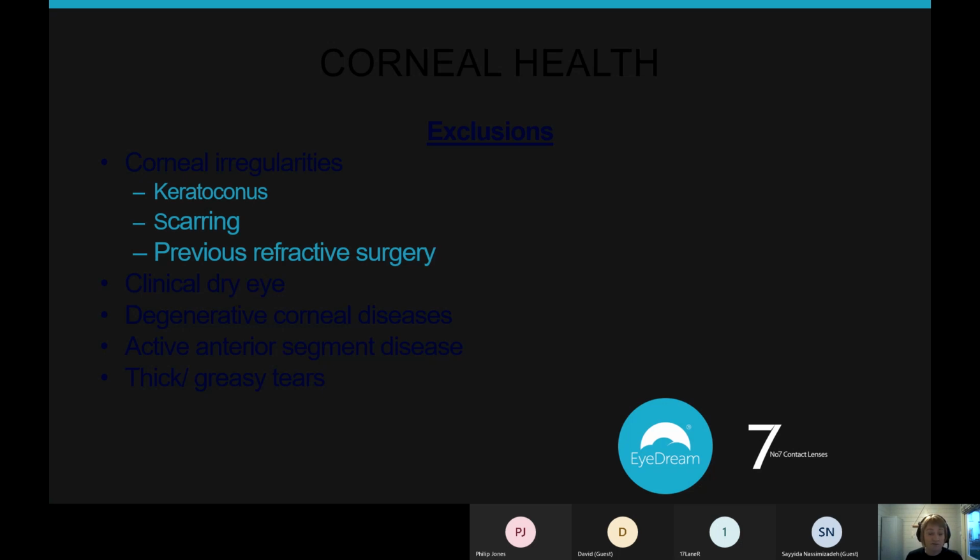Degenerative corneal diseases, that's probably fairly self-explanatory, as is active anterior segment disease. Some of the trickier ones that we come across are the ones where a patient has had a problem in the past, for example scleritis or iritis. I get the question occasionally, what should I do about that patient? Could they be fitted with ortho-K? Well, there's no reason to think that ortho-K would make those conditions come back. But what we do need to do is make sure that the patient would be able to separate the symptoms of a corneal problem related to the contact lens from a recurrence of their previous condition.